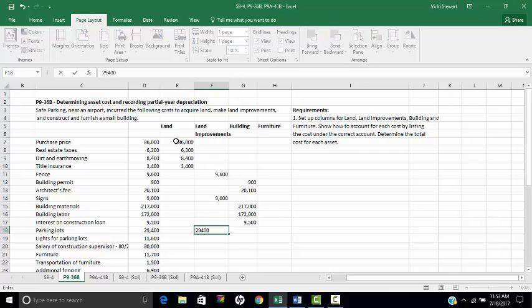The parking lots are actually considered to be land improvements. Parking lots deteriorate, they require maintenance, so those are going to be under land improvements. The same for the lights, $11,600. Those would be considered to be land improvements.